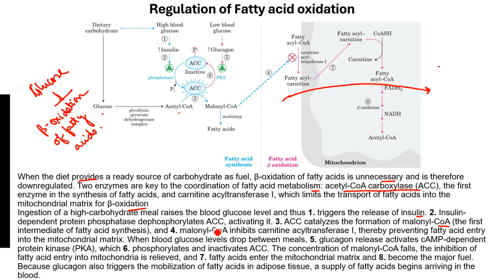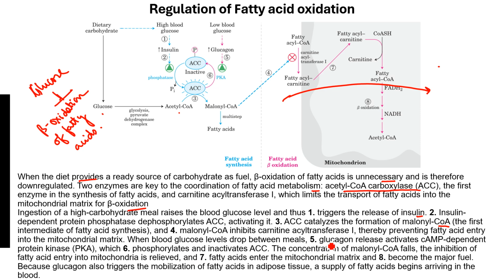And then what does it do? Once this malonyl CoA is produced, it inhibits carnitine acyl transferase, thereby preventing fatty acid entry into the mitochondrial matrix. When blood glucose levels drop between meals, which hormone will be released? The glucagon peptide is released, right? So what will glucagon do? It will phosphorylate the acetyl CoA carboxylase.